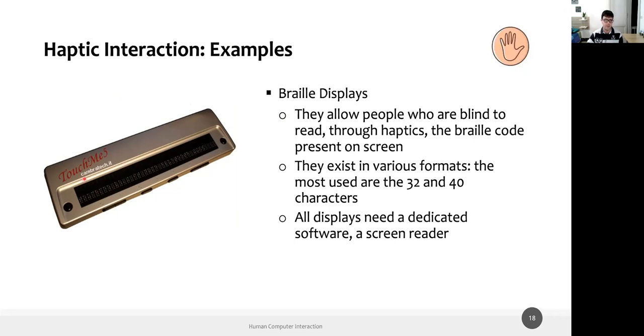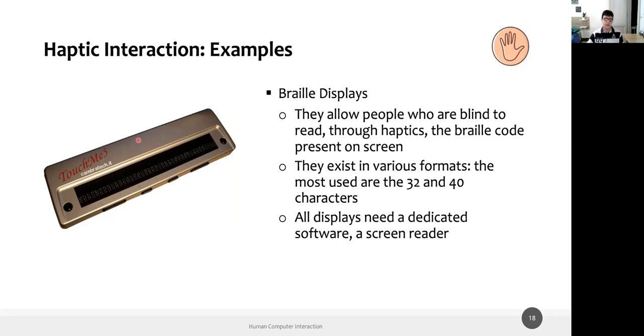So on this page, these things here will provide the Braille translation of the text about haptic interaction examples and Braille displays. All of this is shown in this display. So you can read by touching this thing and understanding by the dots on the display, where something will be more up, something will be down, at different distances. You can understand the code, you can understand the language and read.